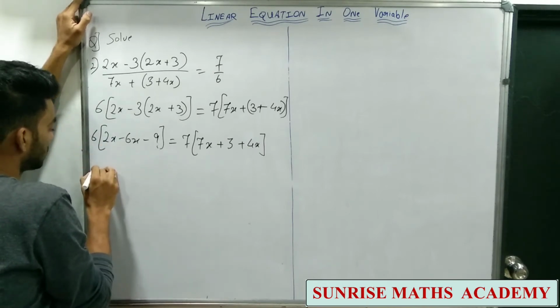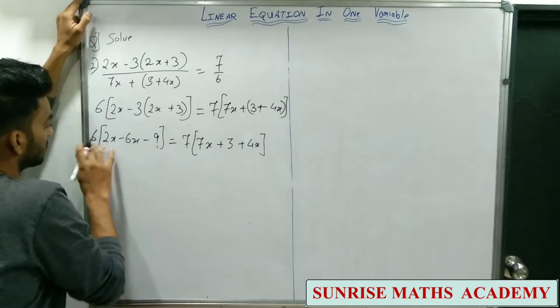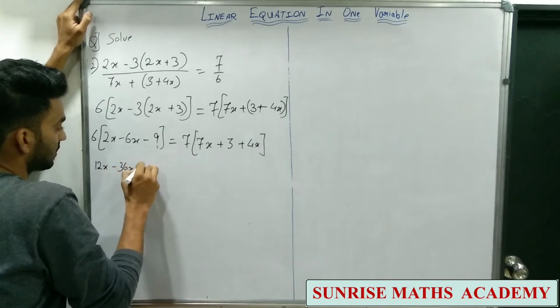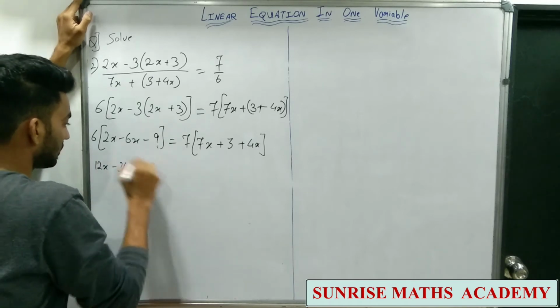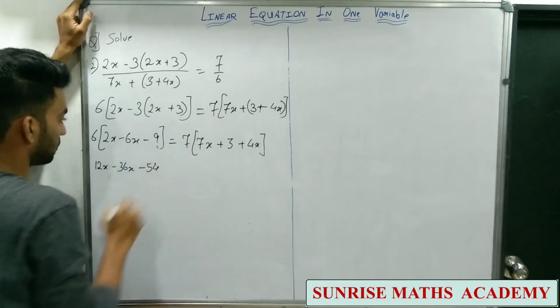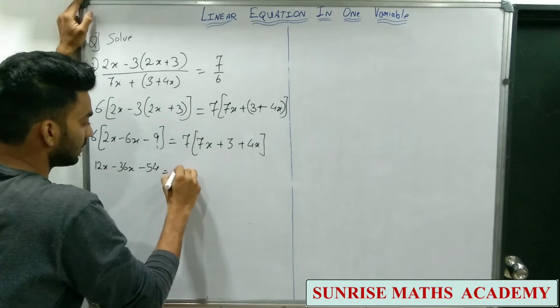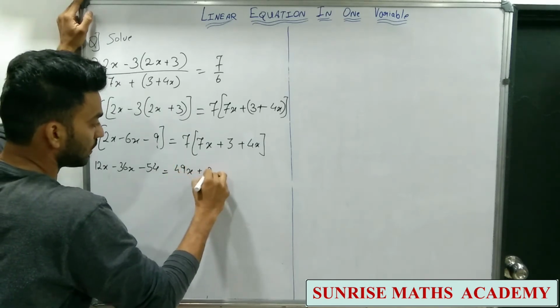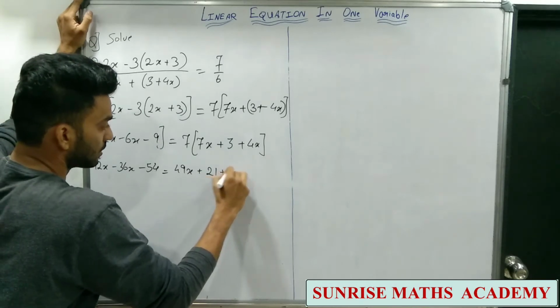Then we'll multiply this to the terms inside the bracket. 6 into 2x, that is 12x. 6 into 6x is minus 36x, and this will be 54. On this side, 7 into 7x, 49x plus 21, and here plus 28.